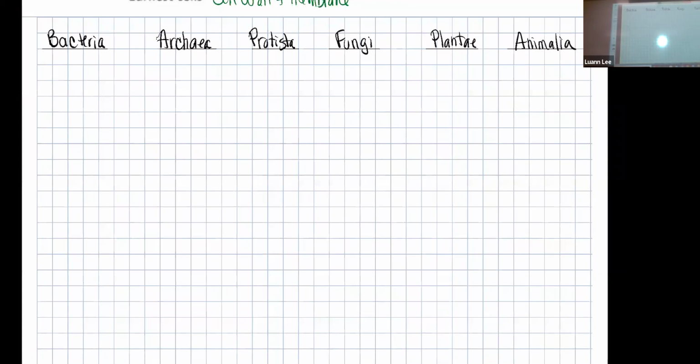The first thing we want to look at is, are they prokaryotes or eukaryotes? Bacteria are prokaryotes, as are archaea. Everybody else is a eukaryote. Next thing we're going to look at is, how do they get their food? How do they get their nourishment?